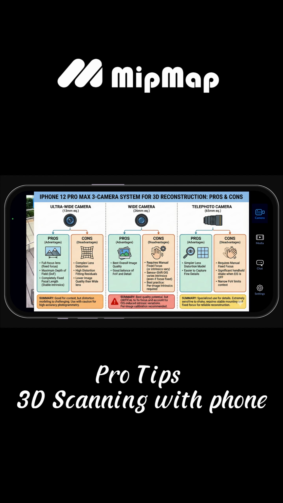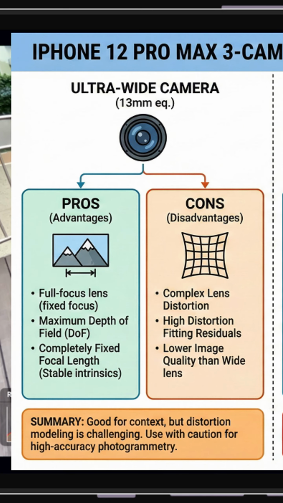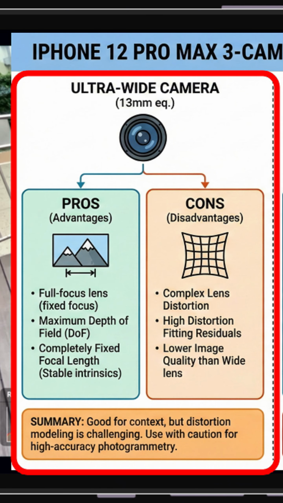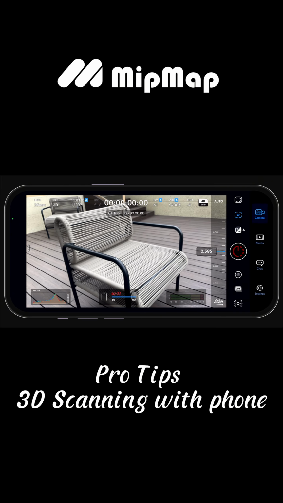Phone cameras typically have 3 lenses. Each has its pros and cons. The ultra-wide lens is a fixed focus lens, which means its shooting range is almost always clear and will not be blurred or out of focus. More importantly, it does not need to focus, ensuring that the camera's intrinsic parameters are consistent throughout the entire shooting process, or even after restarting the camera.